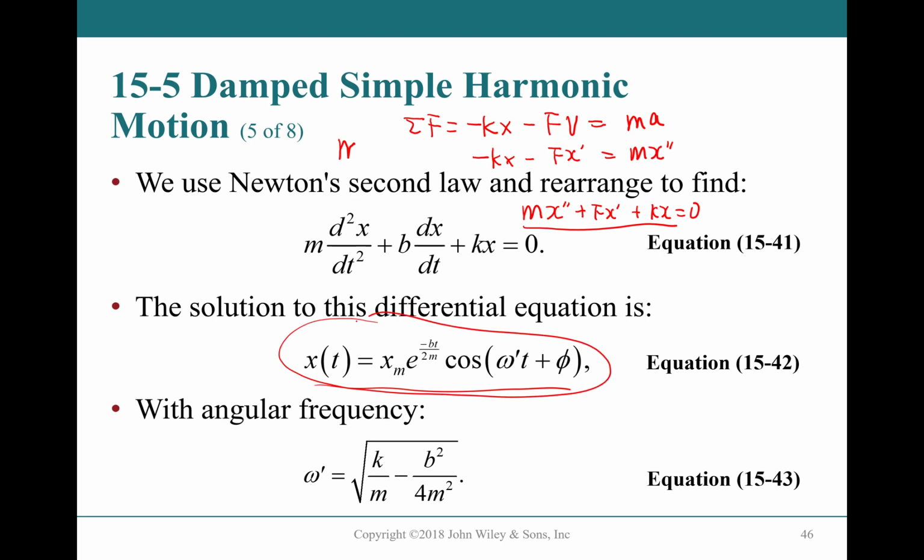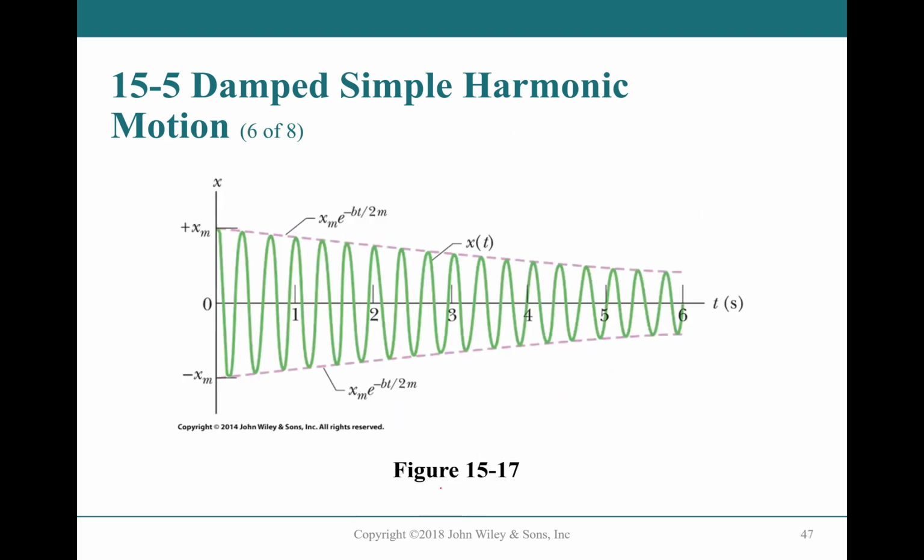You do not have to worry about how to solve this. Just remember this is the equation. And then we are going to have our new angular frequency. Instead of the old one, omega equals square root of k over m, you are going to have this new one, omega prime, with the damping constant b in the equation. So that's exactly what we have.